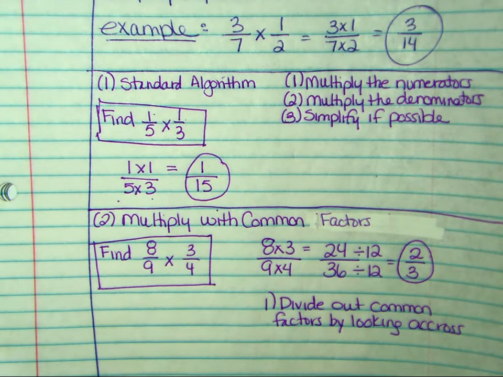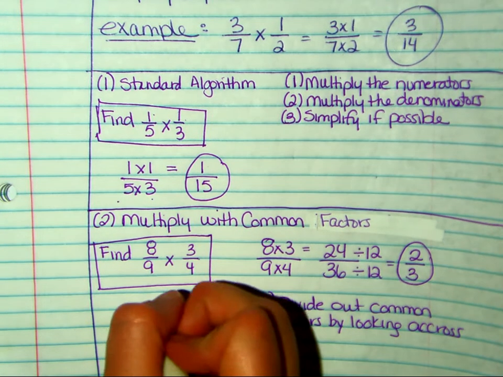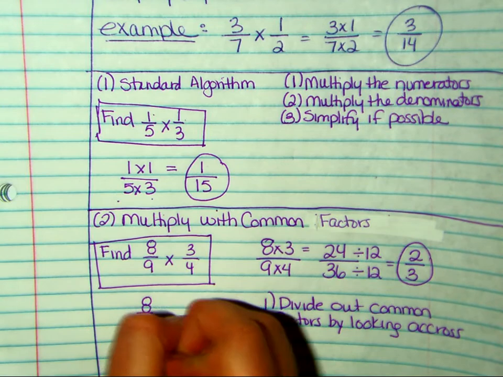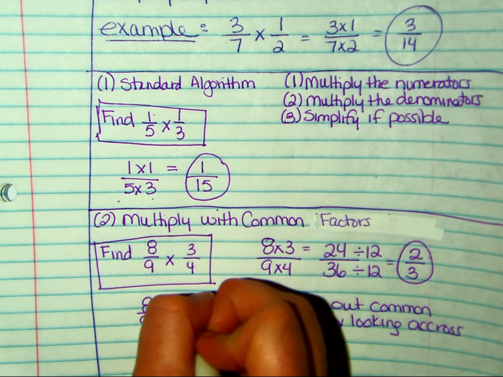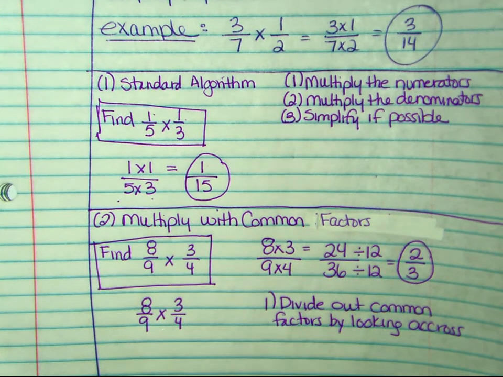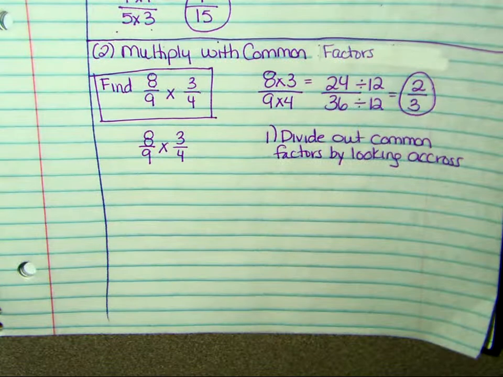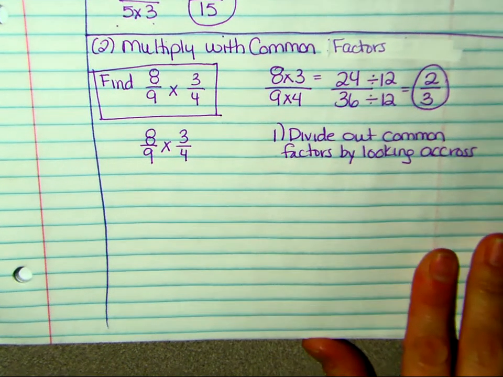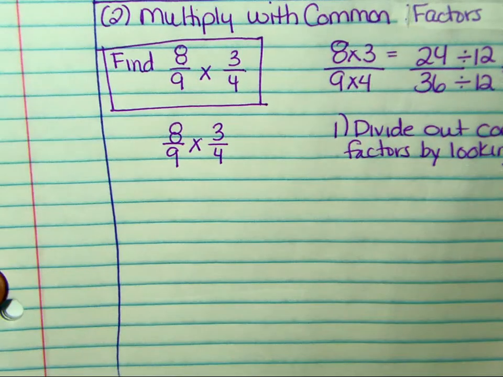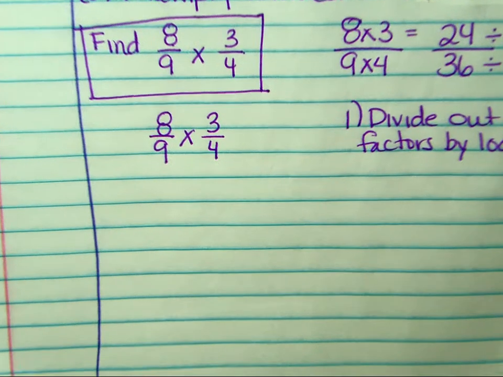You're probably thinking to yourself, well, what does that mean, Miss Engel? So let me show you. I've got 8/9 times 3/4. Now you'll notice I have, and I'm going to blow this up so it's really easy to see. Don't worry, I'll go back to the regular size screen, but I want to show you something.